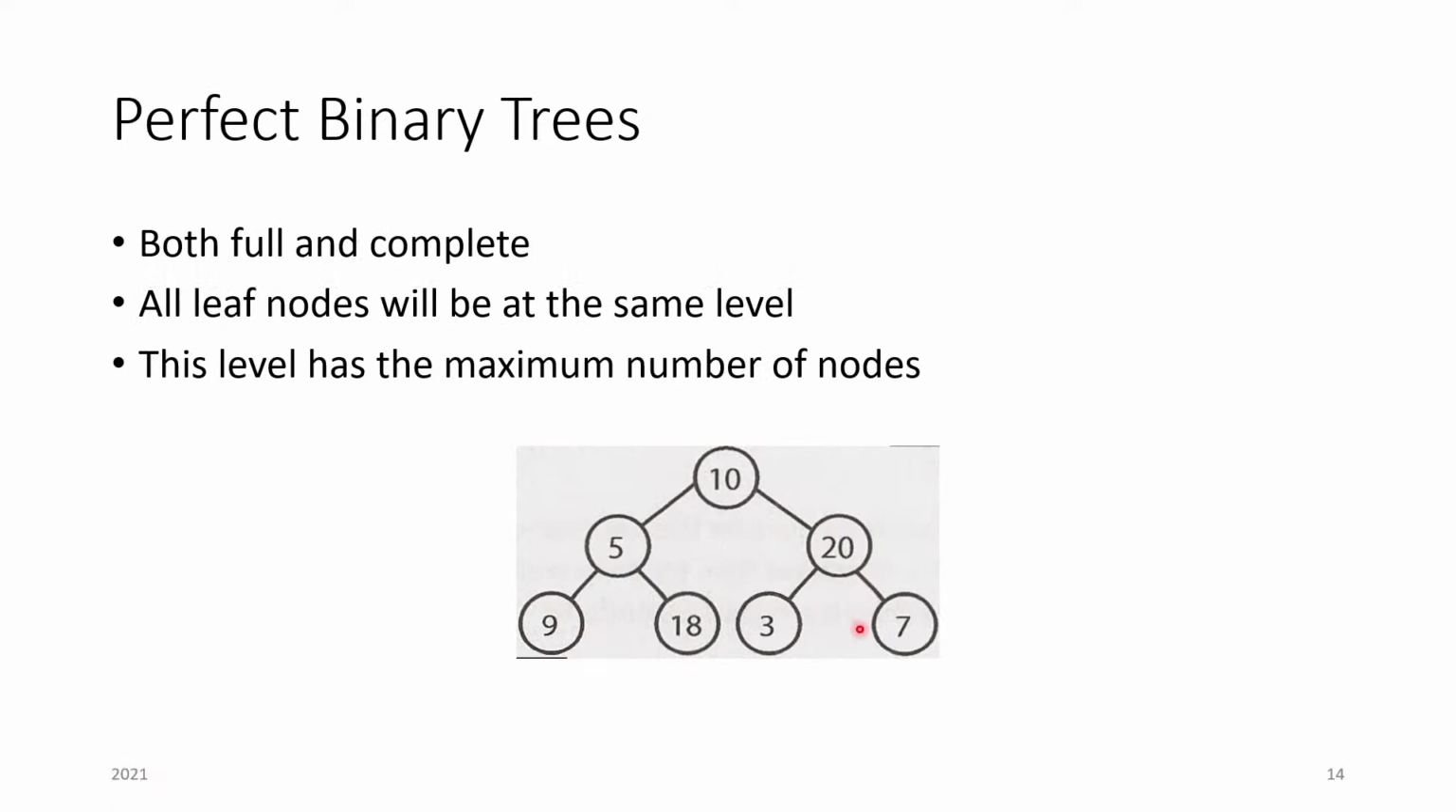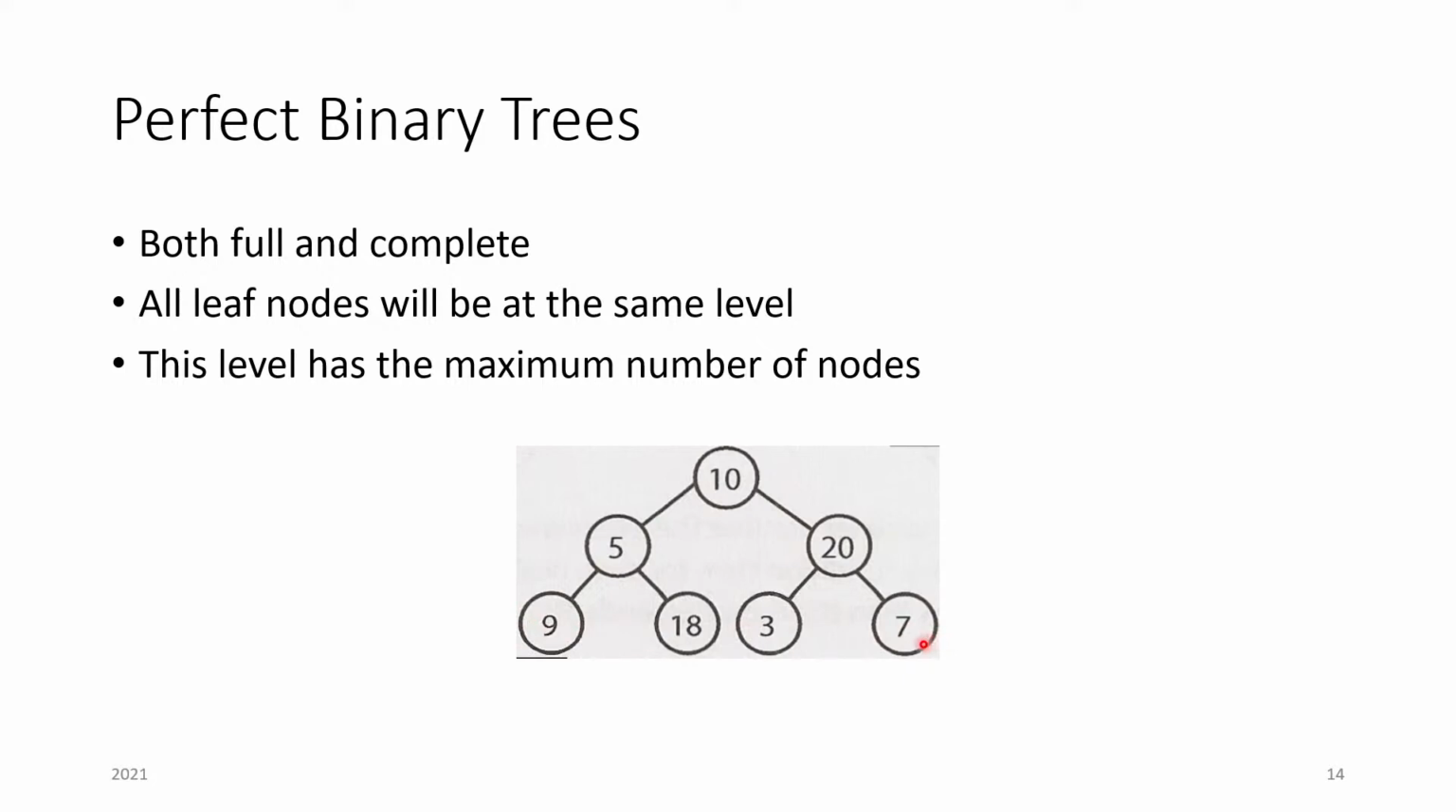So a perfect binary tree would be basically a tree that is both full and complete. Being full and complete means that all the leaf nodes will be at the same level, and this level with all the leaves will have the maximum number of nodes that you can have.